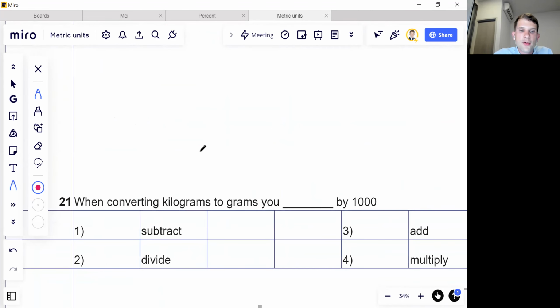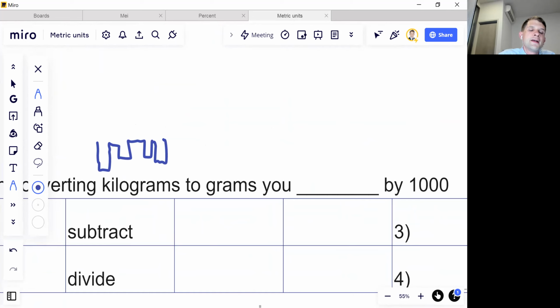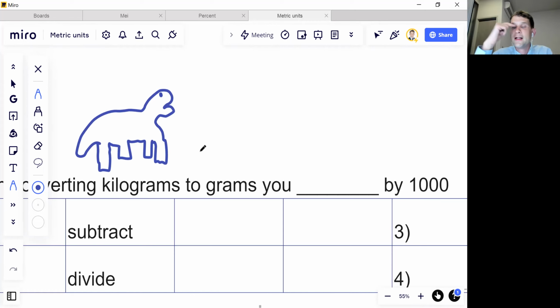It says when converting kilograms to grams, you blank by 1,000. All right, and I'm going to draw a terrible horse here, representing my big unit. All right, so this is going to be my lovely horse for tonight. I don't know how this is going to go. Okay, there's my horse. Don't make fun of my artwork. It's beautiful, I know. Okay, looks more like a dinosaur.